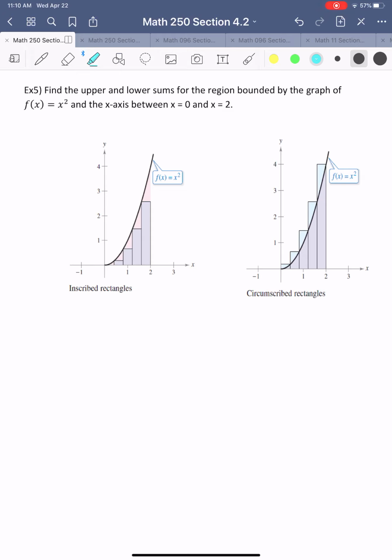Because the function is increasing on the interval from 0 to 2, as you noticed, the minimum value of each subinterval occurs at the left-hand point, and the maximum value occurs at the right-hand point. So I want to do the left-hand points first. The left-hand point is here.